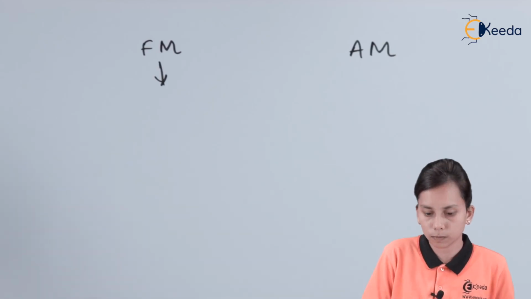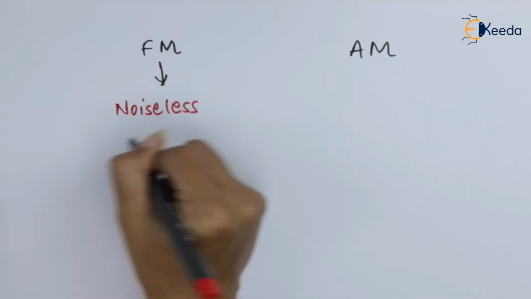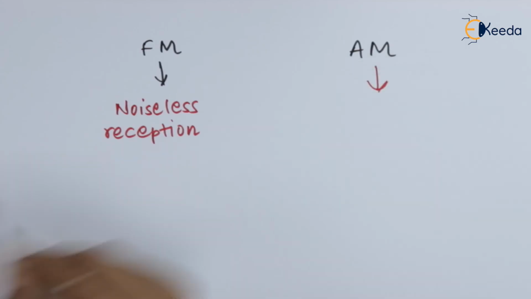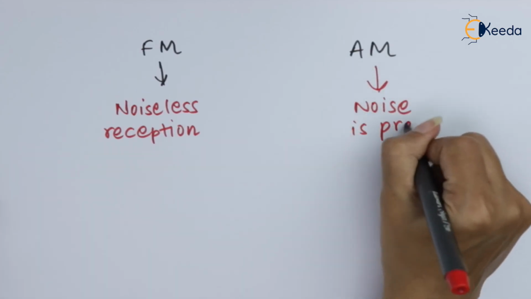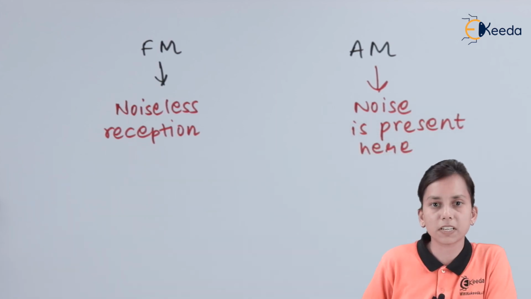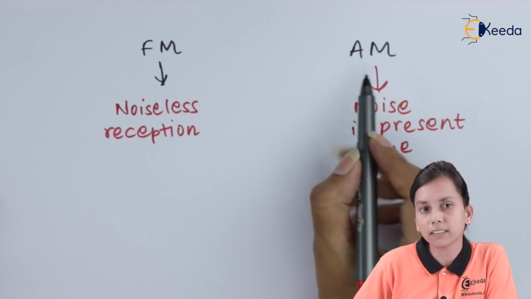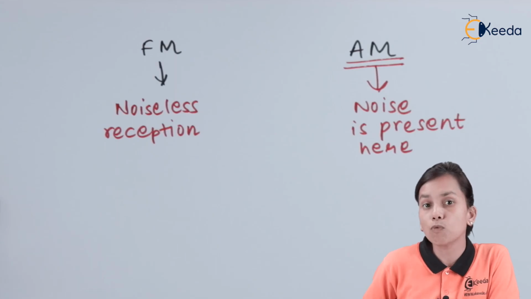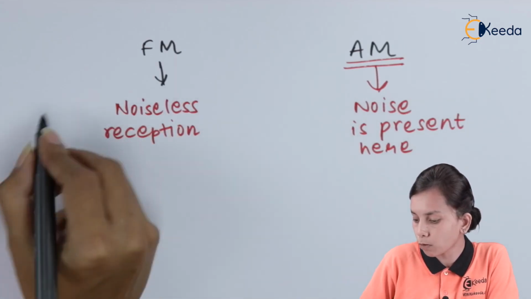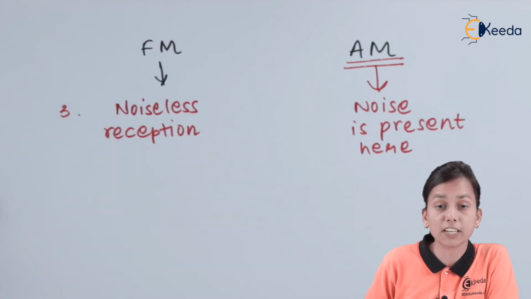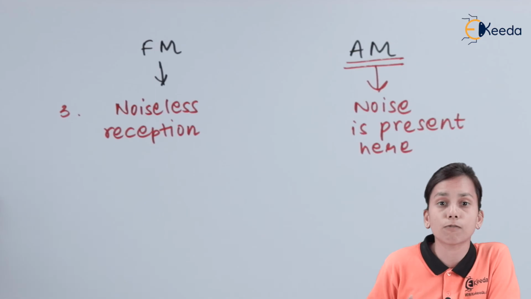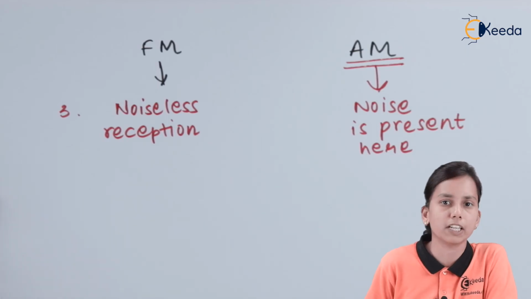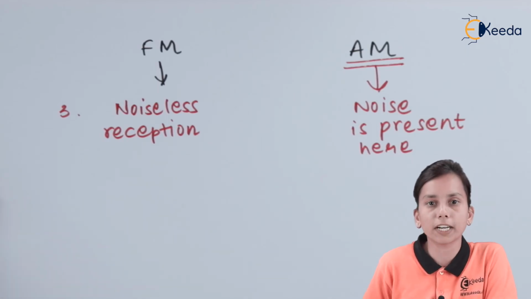Let me write down this point. FM gives us noiseless reception, but in AM noise is present, or I can say there is an attenuation in the received signal, and this is always an unwanted point. We always try to design a communication system which is less affected by noise. Of course we don't want any information which consists of distortion, losses or attenuation. We always try to avoid noise.